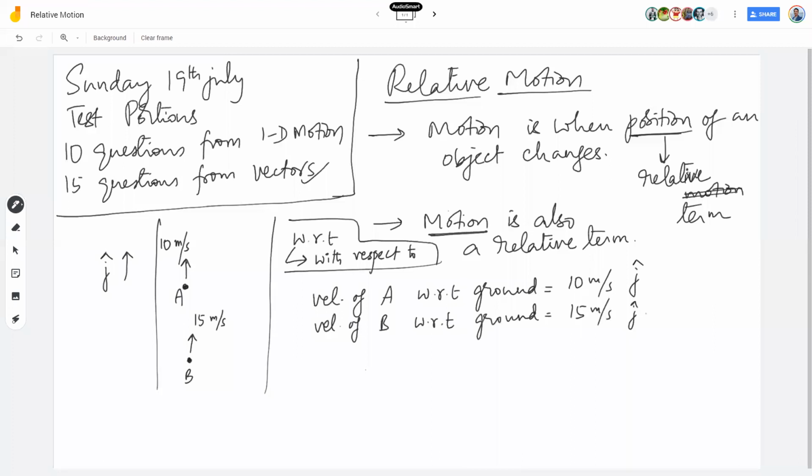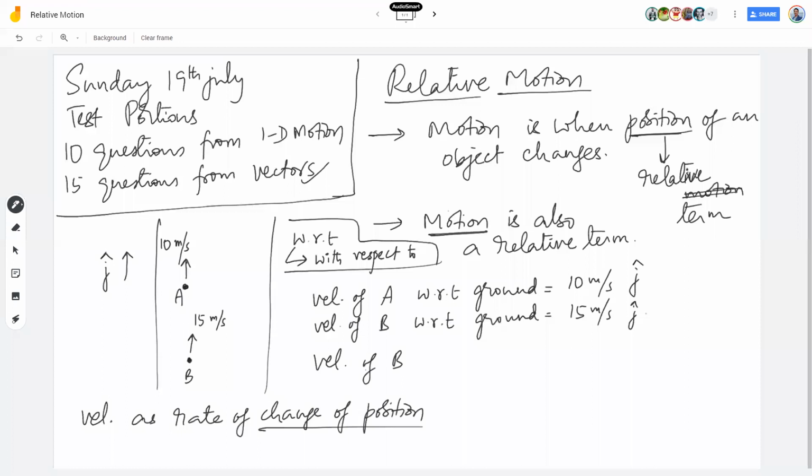Let us say there are two objects which are moving on the road in the same direction, A with a speed of 10 meter per second, B with a speed of 15 meter per second, both in the same direction, of course. Then what do you think the relative motion will feel like? Relative speed or relative velocity means what here? We have defined velocity as rate of change of position. Whatever rate the position changes is what is called velocity. So what will be relative velocity? What do we mean by velocity of B with respect to A?